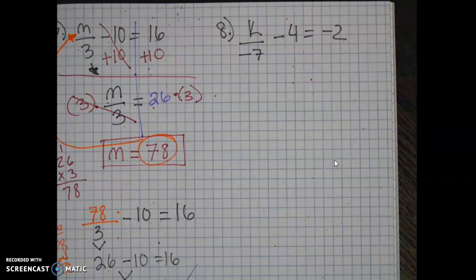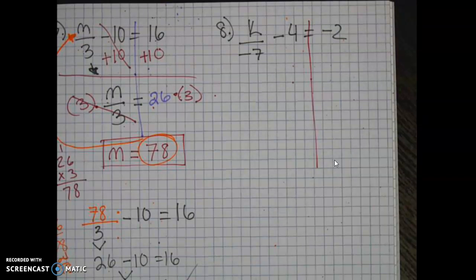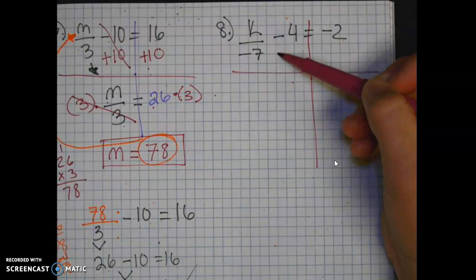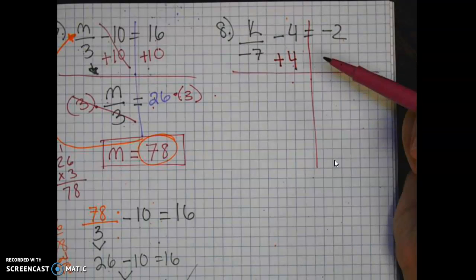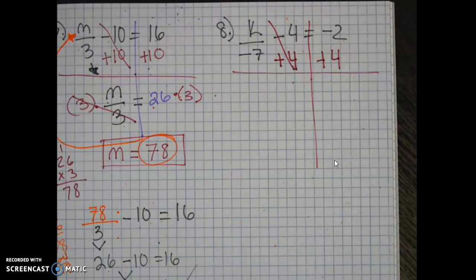Okay, let's check 8 out. Draw your line. What's the first thing you're going to do? Yep, add or subtract. Well, what am I going to add or subtract? The negative 7? No, you knew that I'm going to add the positive. I'm going to add 4 to both sides in order to get that negative 4 away. Nobody likes negatives, remember. No one ever does.